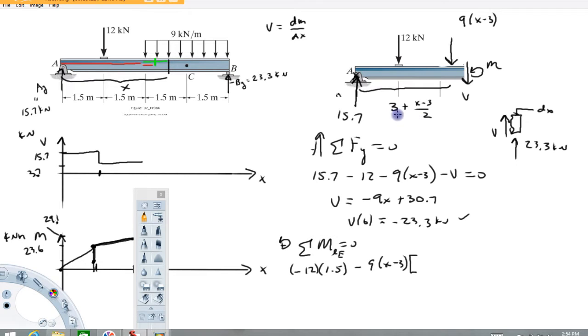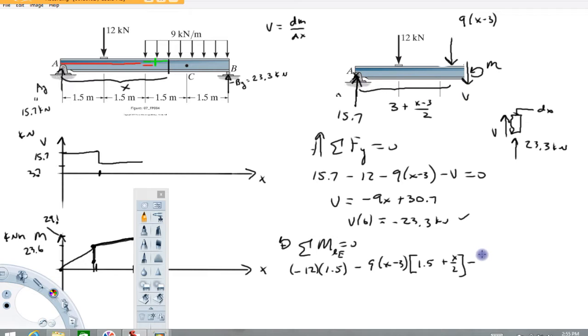Now I'm going to probably shorten this a little. 3, and this is x over 3 over 2. Well, this is minus 3 halves, or minus 1.5. So we can write this as 1.5 plus x over 2. Right, and that's what this is, just cleaned up a little bit. 3 minus 3 halves is 3 halves, or 1.5, and then x over 2 right here. So this term is for the moment produced by this force about this point. Right? Minus, okay, then we've got moment produced by the shear force about this point.